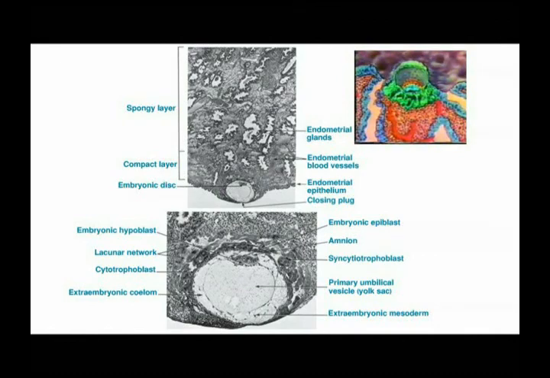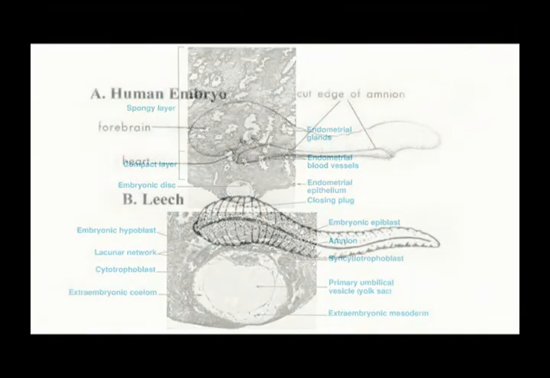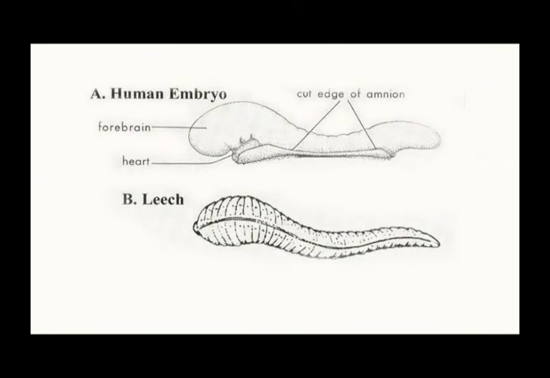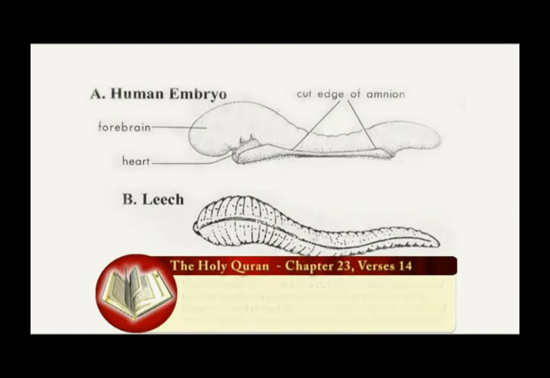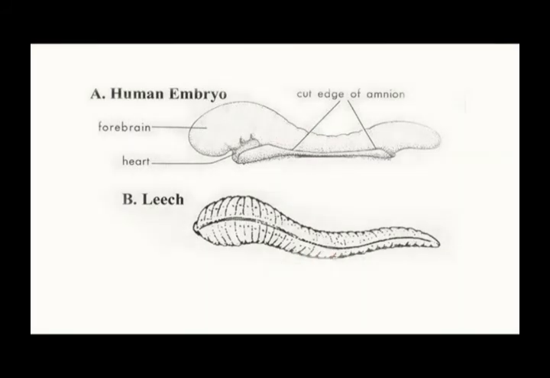Next is alaka. Let's have the next slide. Alaka is Surah Al-Mu'minun, Ayah 14. Then we created the drop into a leech-like structure. Then of that leech-like structure, we made a chewed-like substance. Alaka refers to a leech-like appearance, especially at about 22 days, as shown in this slide.